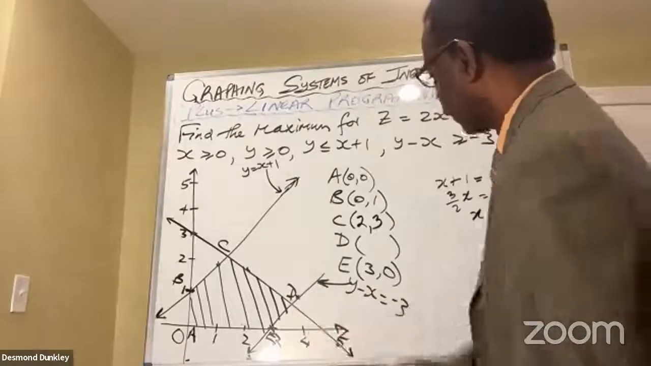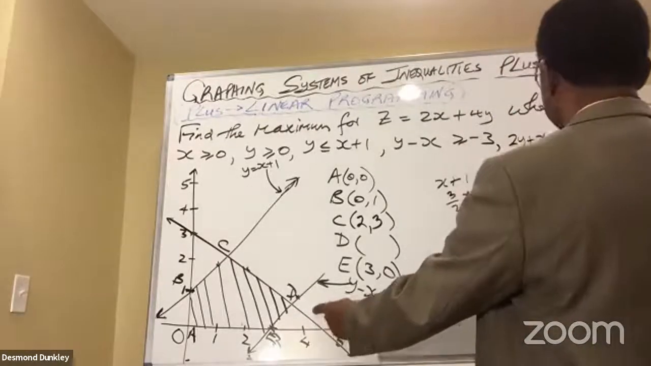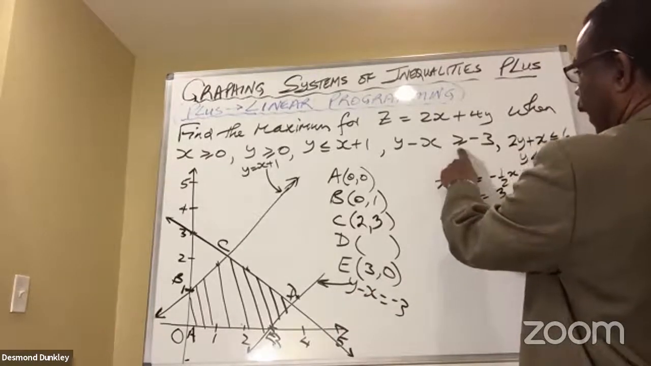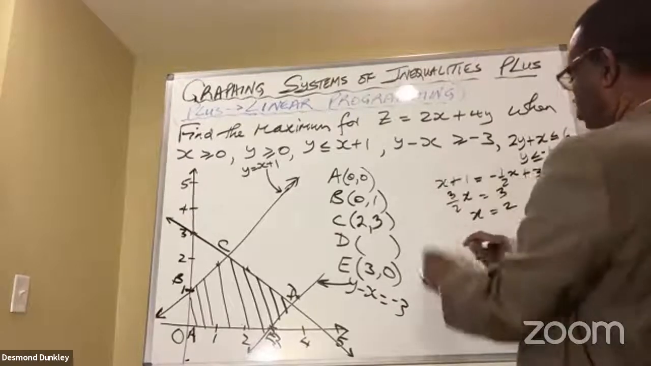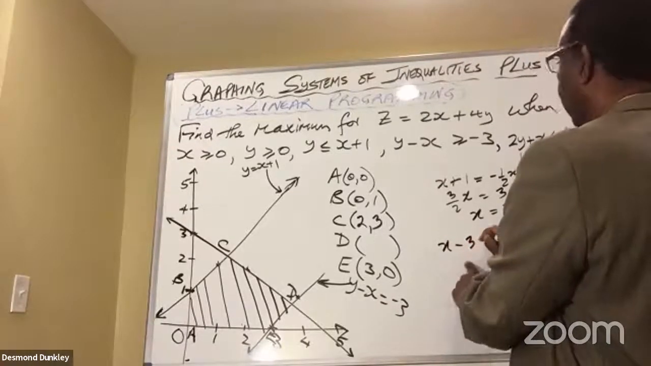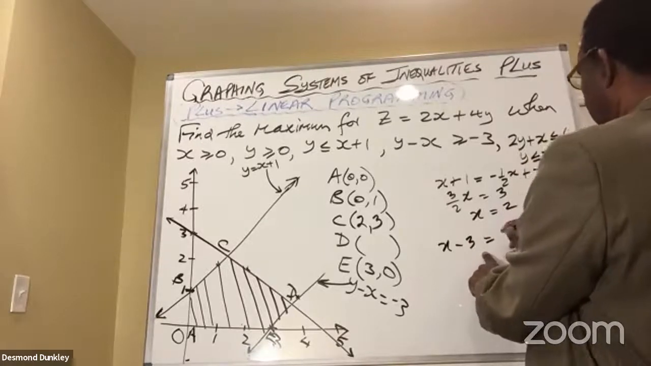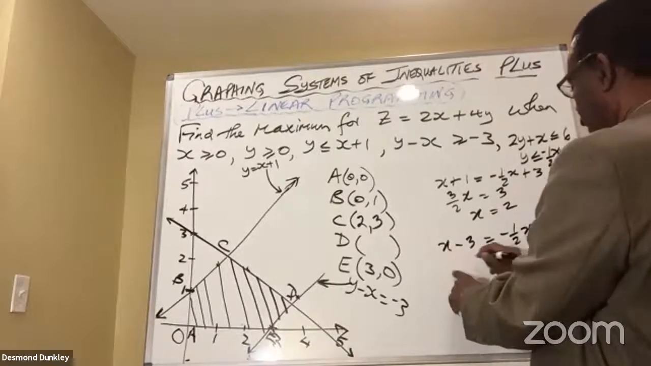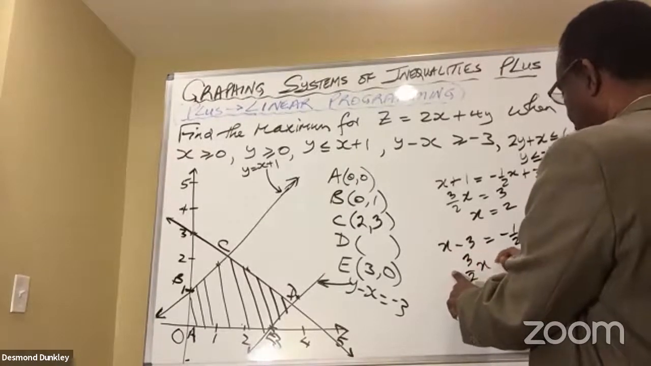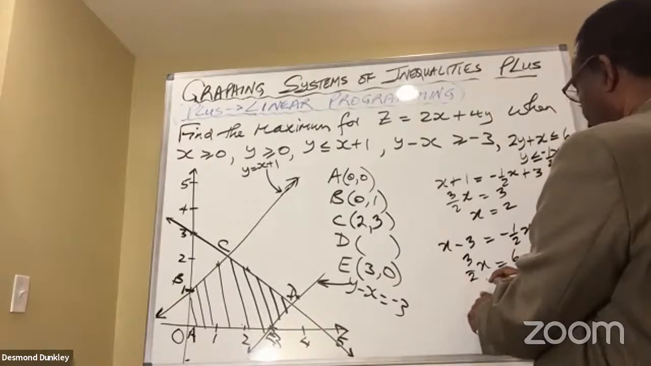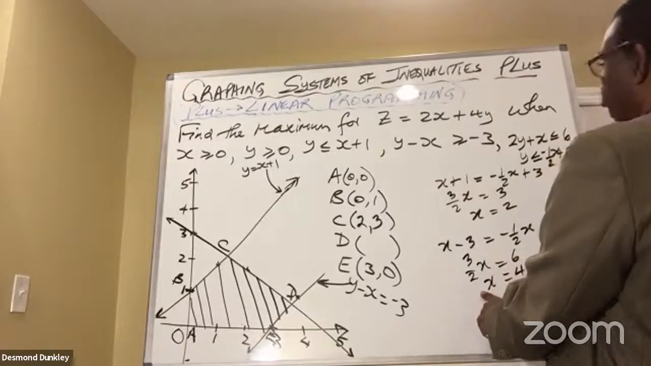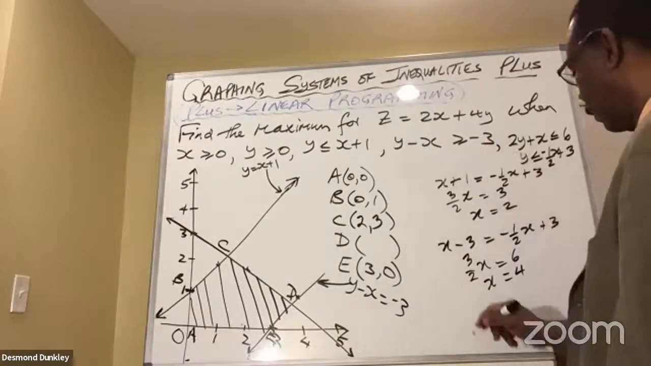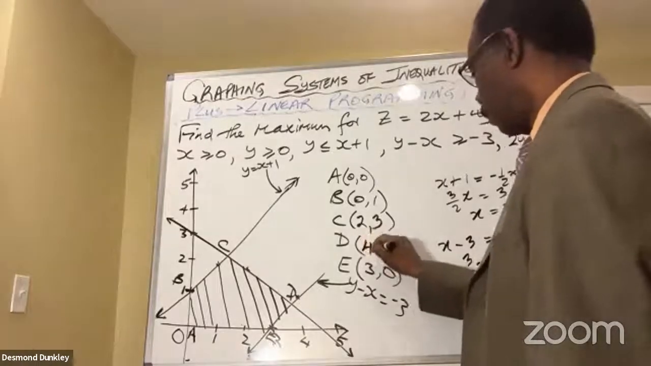Let's go to this one right here. This one is again this line and this one. Y minus x, so therefore put the x over here. We have x minus 3 equal to -1/2x plus 3. Add this to this over here, we end up with 3 over 2x equal to 6. Therefore, x is equal to 4. When x is 4, y is equal to 1. So it's going to be 4, 1.